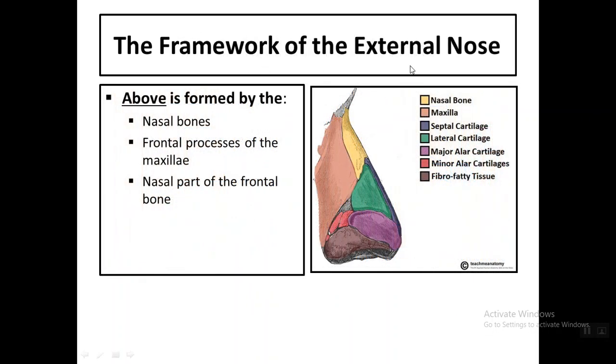The framework of the external nose is formed above by bone and below by cartilage. Above, it is formed by the two nasal bones, the frontal processes of the maxilla, and the nasal part of the frontal bone. Below, it is formed by plates of hyaline cartilage.